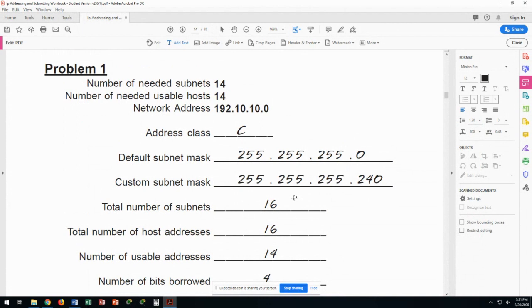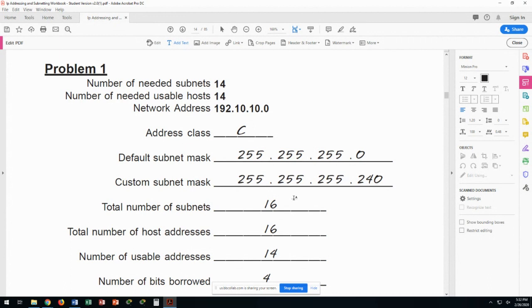128, 64, 32, 16, 8, 4, 1. So we borrowed 4 bits, right? We always borrow the largest bits, the bits from the left, because all our networks, when you've seen our networks, they are on the left. Hosts are on the right, so we always borrow the furthest bits on the left. So we borrowed 4 bits. We add them together, 128 plus 64 plus 32 plus 16 equals 240. And that's why we get our new mask of 255.255.255.240.